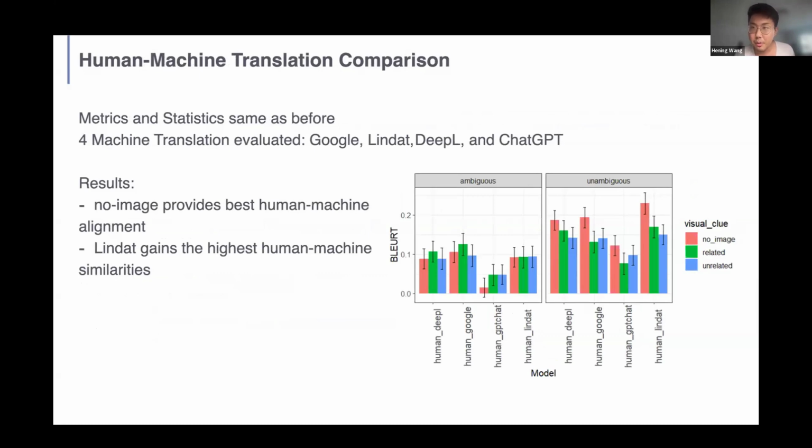So finally, we want to compare human translation with machine translation. We evaluated 4 machine translation systems: Google, Lindat, DeepL, and ChatGPT, and the metrics and statistics are the same as the last slide with BLEU. And here we found that no images provided the best human-machine alignment. And Lindat is among those 4 systems showing the best human-machine similarities.